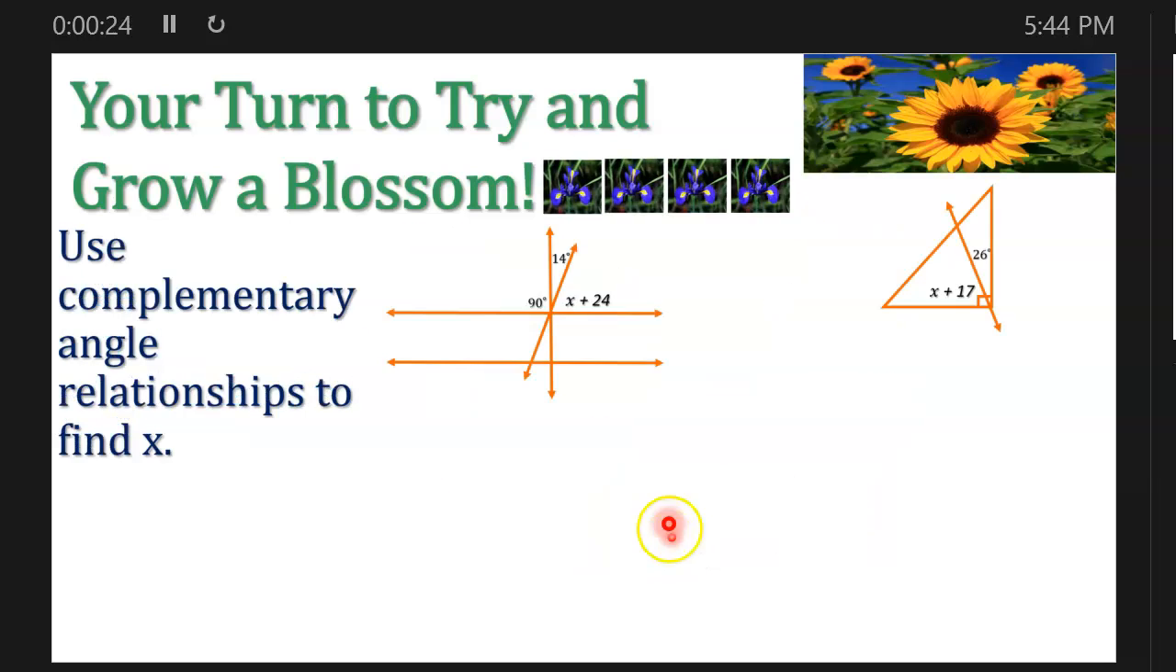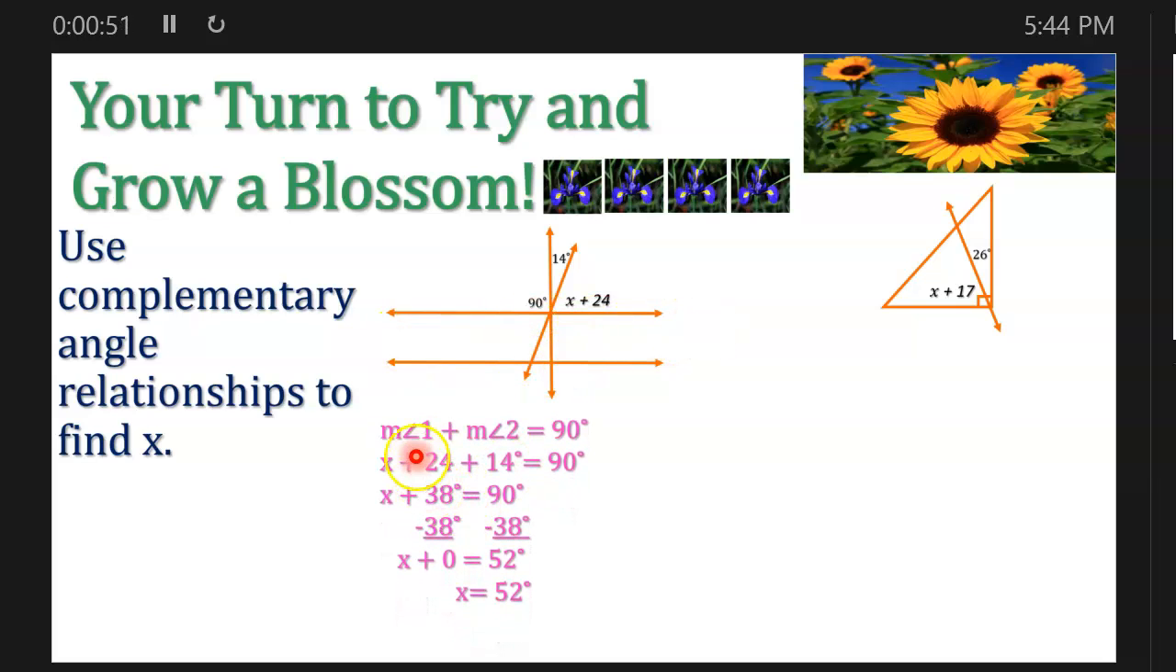Okay, now we're going to do a fourth blossom. Use complementary angle relationships to find X. So go ahead and pause. All right, so we know that this left-hand side is 90 here. And since this is a line, we know that this whole right-hand side must be 90 as well, because 90 plus 90 is 180. So our complementary relationship is between X plus 24, that angle, and then the 14.